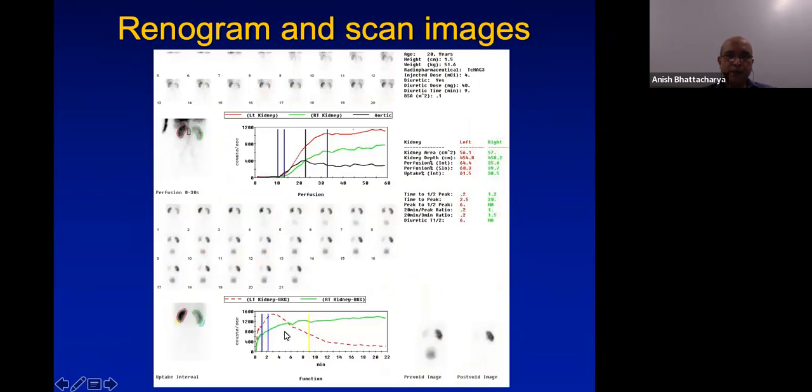And the same thing you're seeing here in the renogram curves. The left kidney, that is the red curve, shows a normal renogram curve. The right kidney, which is the green curve, shows a rise with a plateauing.